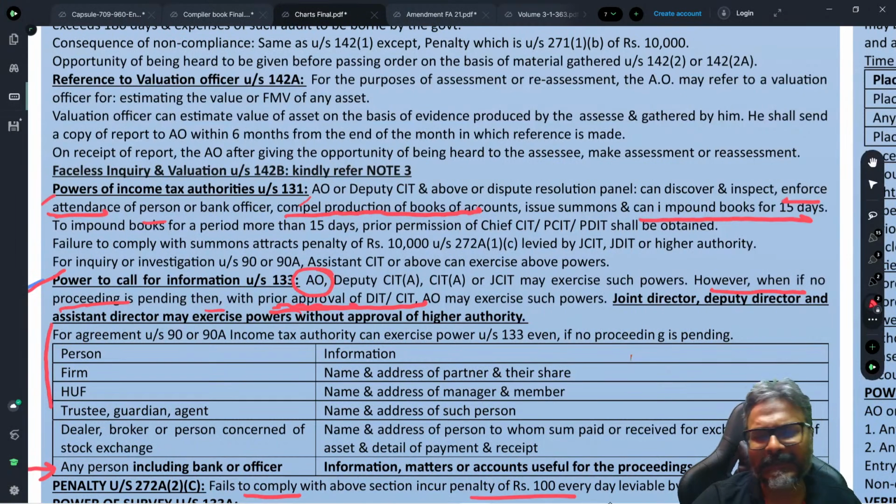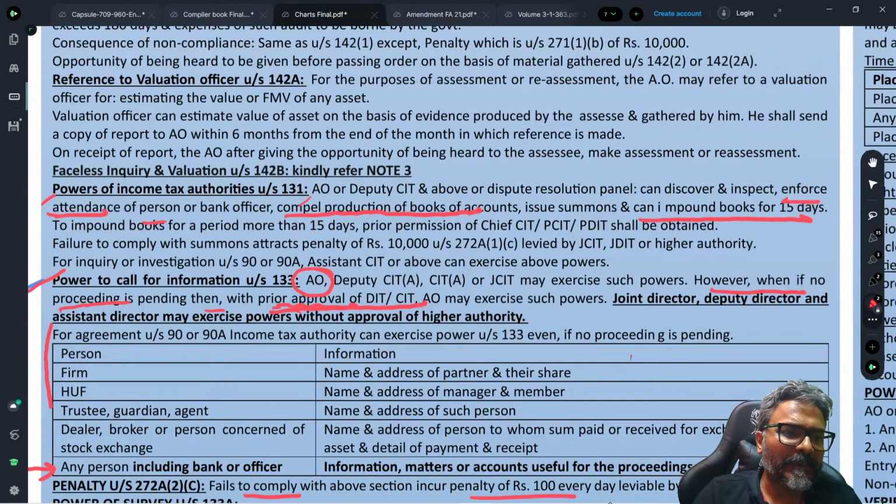As we can all see over here, students, the income tax authority can enforce the attendance of a person or the banking officer, compel the production of the books of accounts, issue the summons and the commissions, and can impound, what, students? They can impound the books of accounts for a period of 15 days. I hope every one of you is clear with this particular point.